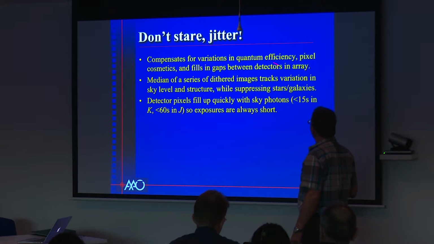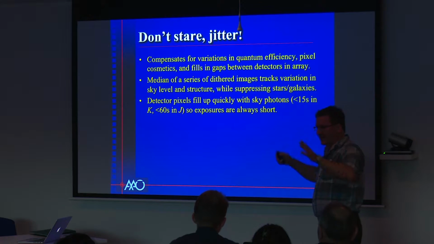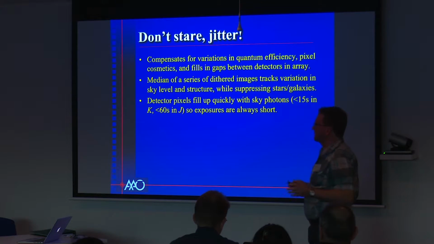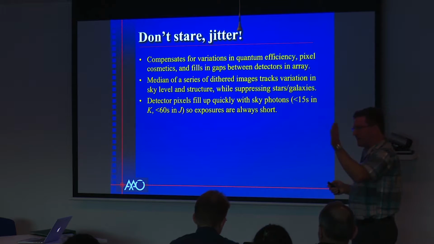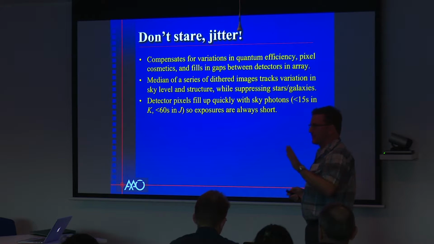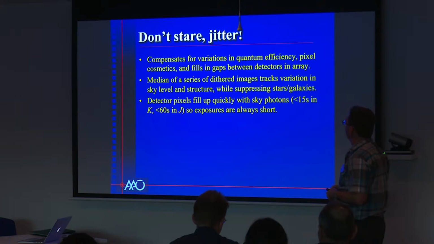And in the cases where you have gaps between detectors in your array, particularly now with modern mosaics of detectors, particularly in the near infrared, there are going to be gaps between the detectors because that's where the readout electronics has to go. But by, again, moving your detector around on the sky, you will get sampling at all locations. You'll be able to fill in those gaps afterwards.